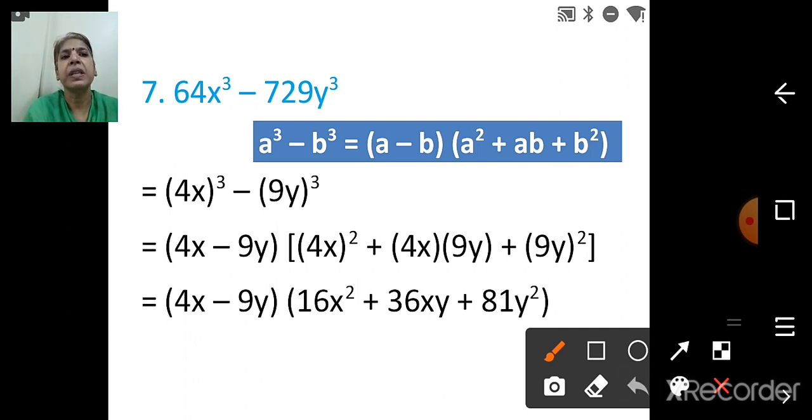Then we are going to multiply the next terms. 4 multiplied with 9, 36xy. So plus 36xy plus square of 9y, 9y the whole square, it is 81y square. So the answer is 4x minus 9y the whole bracket multiplied with 16x square plus 36xy plus 81y square.